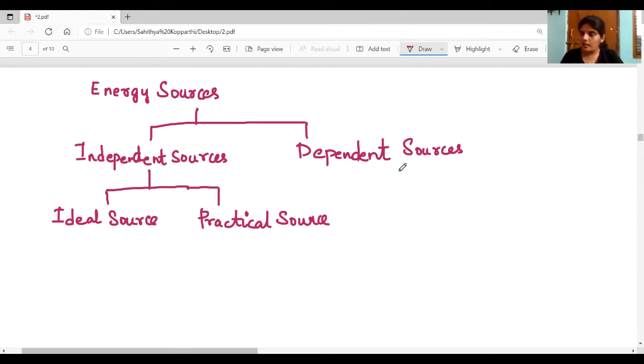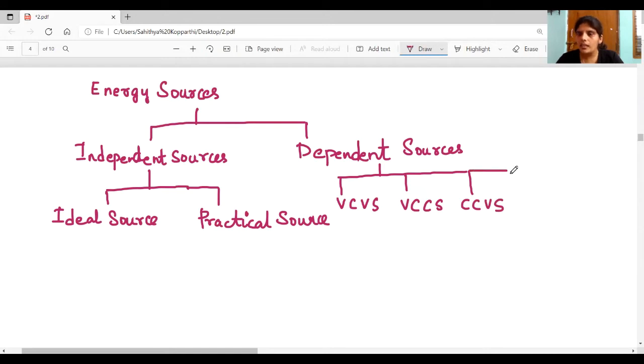And in dependent sources, you have four types: voltage controlled voltage source, I'm writing in the short form, voltage controlled current source, current controlled voltage source, and current controlled current source.